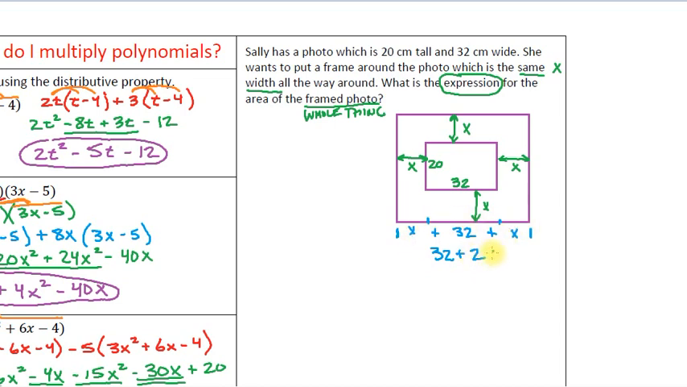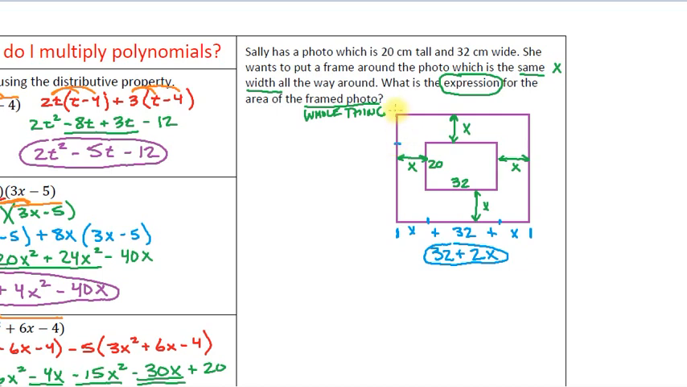That's 32 plus 2x. You've learned how to add monomials. These are like terms, the x terms. That's 1x plus 1x, which is just 2x. So there's our dimension for the bottom, or the length of our frame. We can do the height of our frame the exact same way.